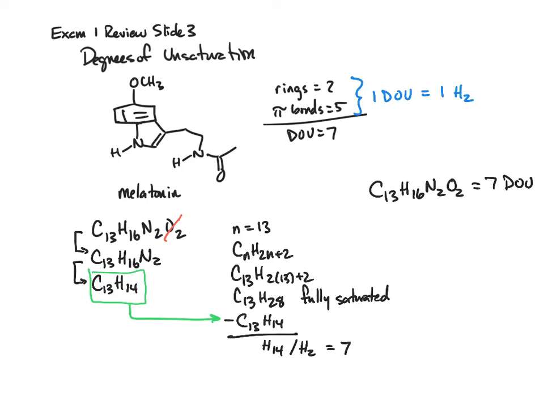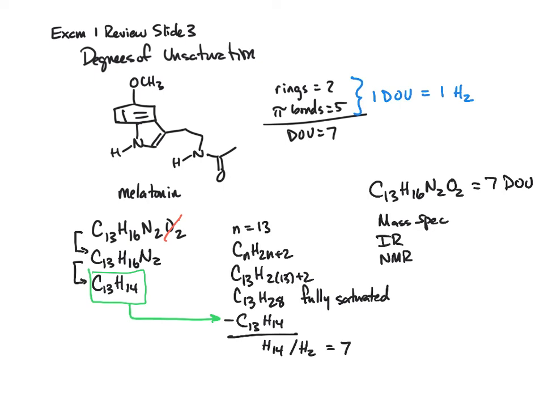C13H16N2O2 has 7 degrees of unsaturation. You're going to learn about mass spec, IR, and NMR starting next week. You're going to be given data. You will be able to look at that data and start making connections to functional groups.